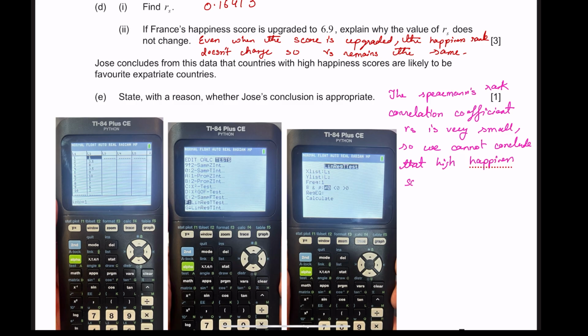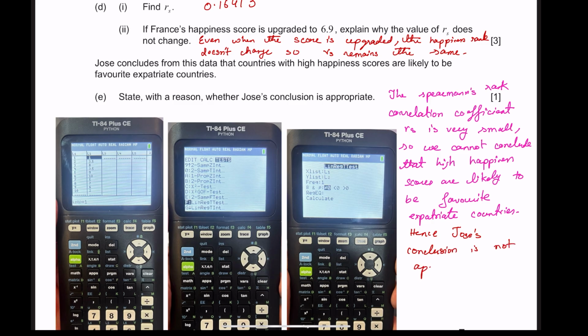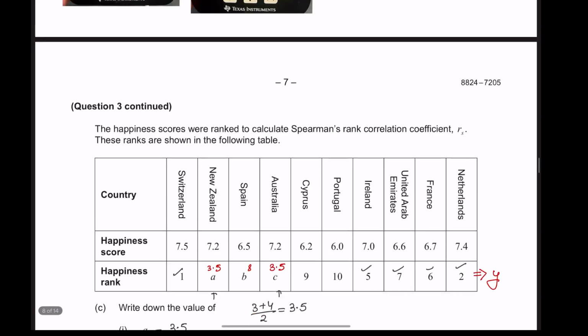Happiness scores likely to be favorite countries. Hence, Jose's conclusion is not appropriate. That's all about question 3.